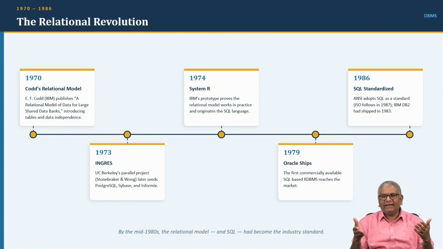Now 1979, Oracle got shipped. The first version of Oracle got shipped. So that means Oracle is not a very recent one. It's been there for a long time, right? That's pretty much what it is. Then in 1986, SQL has been standardized. So that's pretty much until the 80s.